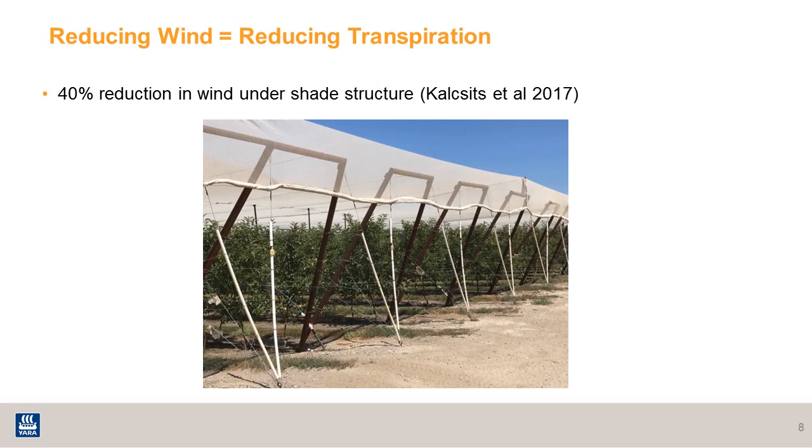Another research done by Dr. Lee Kalsitz from the Tree Fruit Research Center in Wenatchee, Washington, found that you can get up to 40% reduction in the wind under the shade structures. So when you have less wind under the structure, you also have less transpiration. When you have less transpiration, the calcium that comes up from the soil will end up more in the fruit and not so much in the leaves, which is a big benefit.